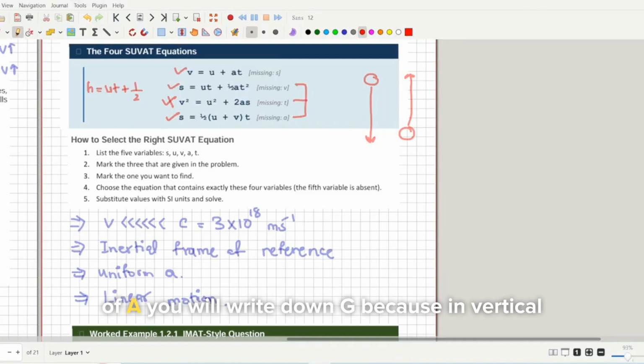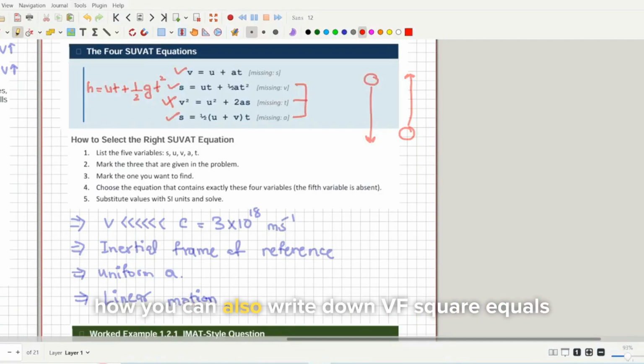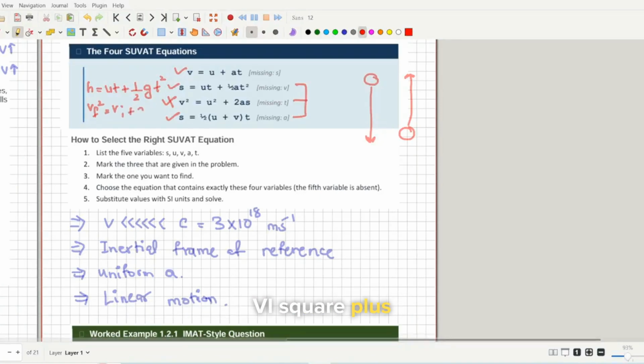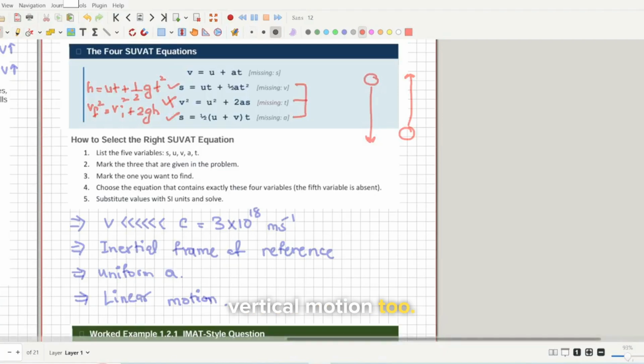In place of a, you will write down g, because in the vertical direction the acceleration is gravitational acceleration, so you will write g instead of a. And that's how you can also write down vf square equals vi square plus 2gh. So that's how you can use these equations in vertical motion too.